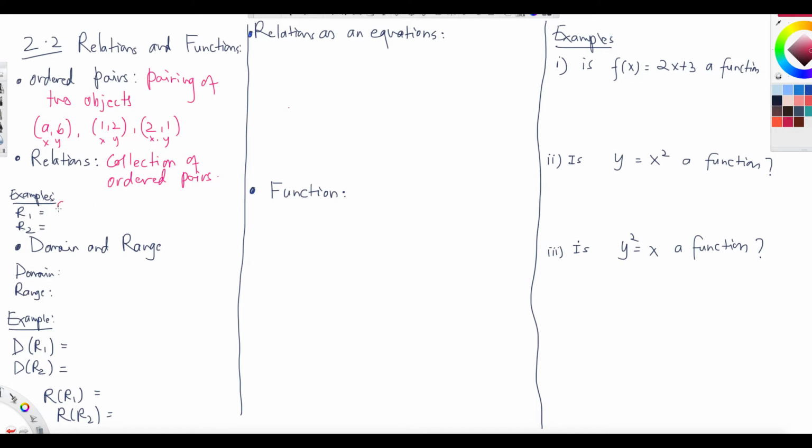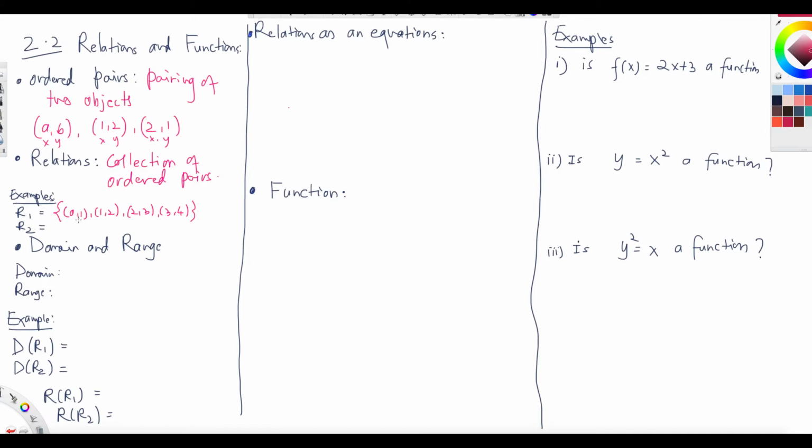How do you write it? We write curly braces and then write like this: 0 comma 1 is one ordered pair, and then 1 comma 2 is another ordered pair, 2 comma 3 is another ordered pair, 3 comma 4 is another ordered pair, right? So I collected 4 ordered pairs. So this is called a relation, okay?